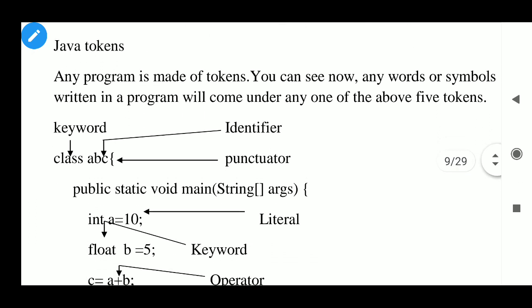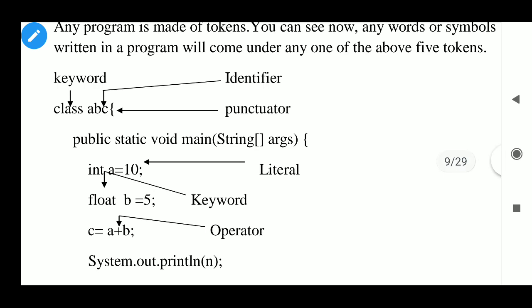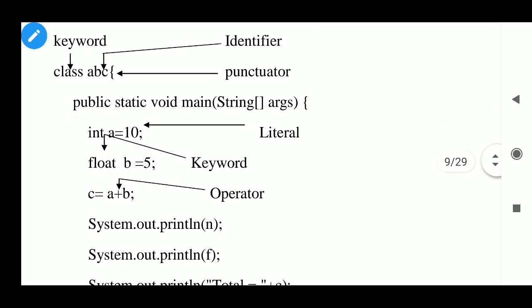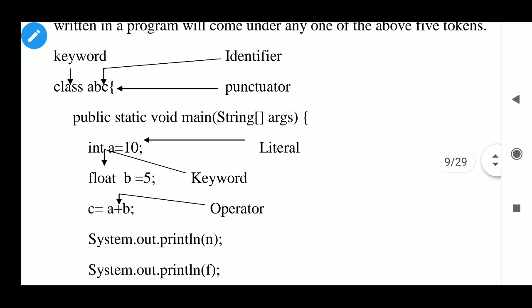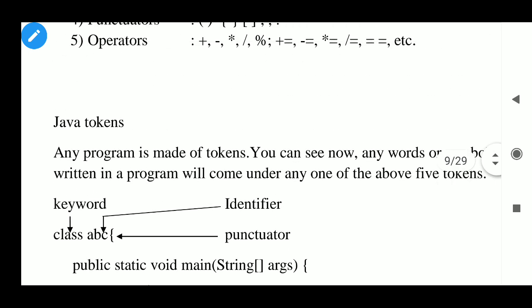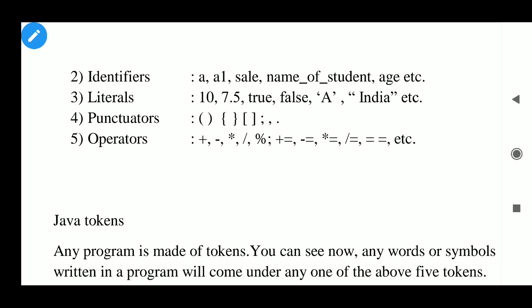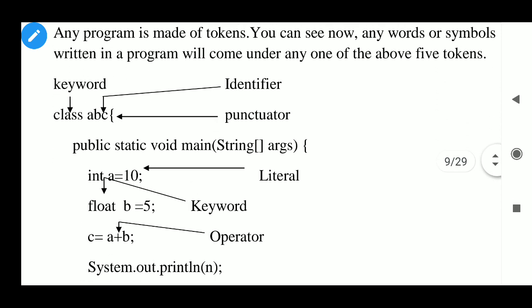That means if we want to make one program, for example, a simple program to find the total of 2 values, okay? So see here, class is a keyword, ABC is the identifier, curly braces is a punctuator. Curly braces begin is a punctuator. Public static void main. Public is a keyword. Static is a keyword. Void is a keyword. Main is a function name, that is, you can say, an identifier.